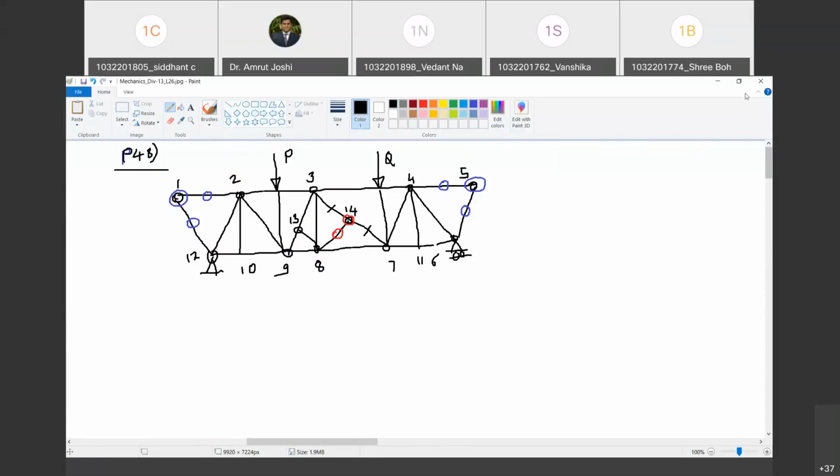Can you locate any other such joint where rule number 2 is applicable? 13. Yes. On similar lines, joint 13 is a joint where the rule can be applied, and I can see that this is a 0 force member. Happy? Yes, sir.